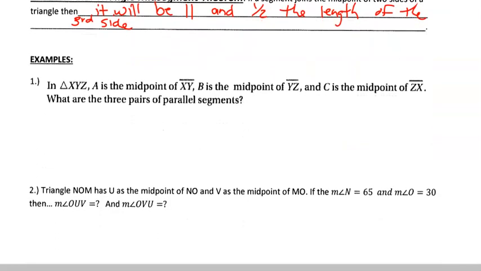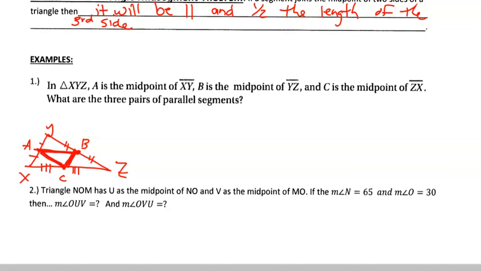So it says triangle XYZ. XYZ has A as a midpoint of XY. B is the midpoint of YZ. And C is the midpoint of XZ. So basically what you have is you have a midsegment. Here's another midsegment, and here's another midsegment.